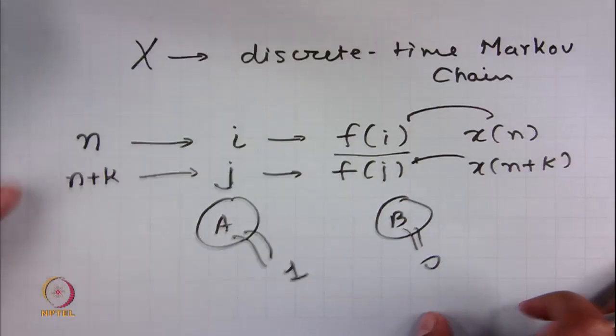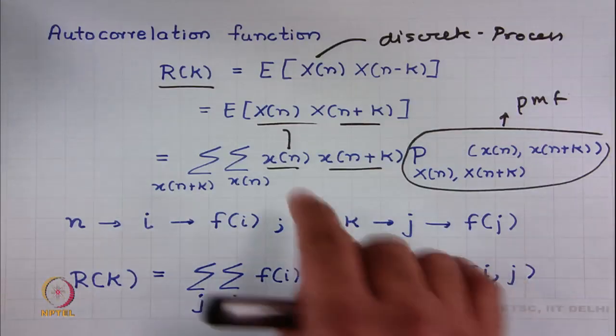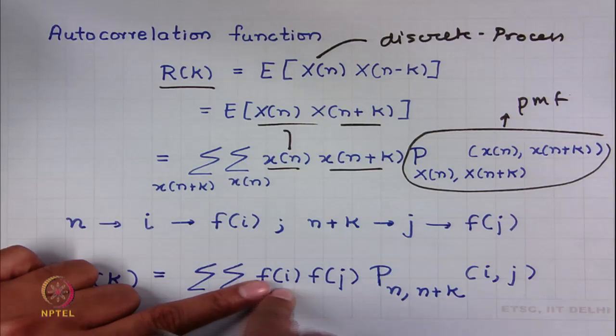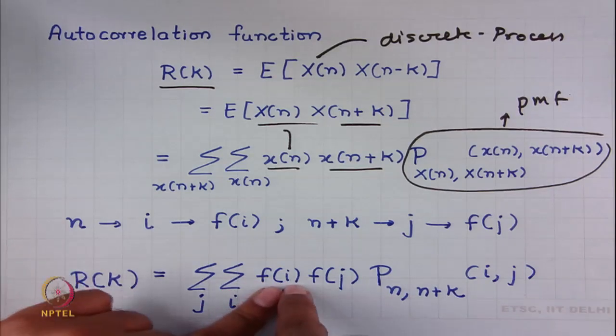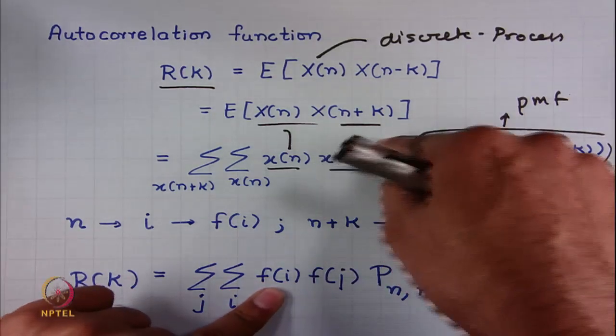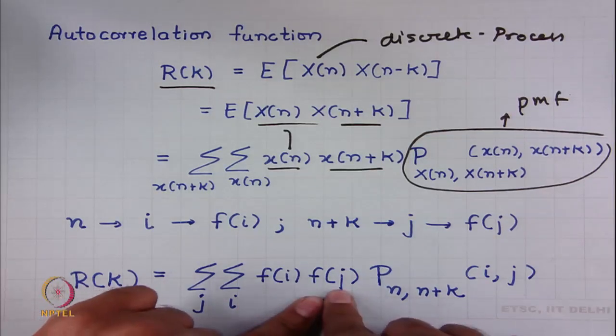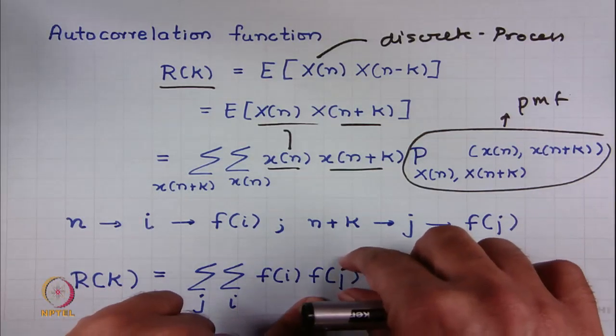So, simple ideas. What I am saying is x of n is f of I, meaning that I look at this Markov chain at time instance n, it is in the state I, and when it is in the state I, it takes a numerical value f of I. When I look at it at n plus k, I find that it is in the state j, and when it is in the state j, it takes a numerical value f of j.